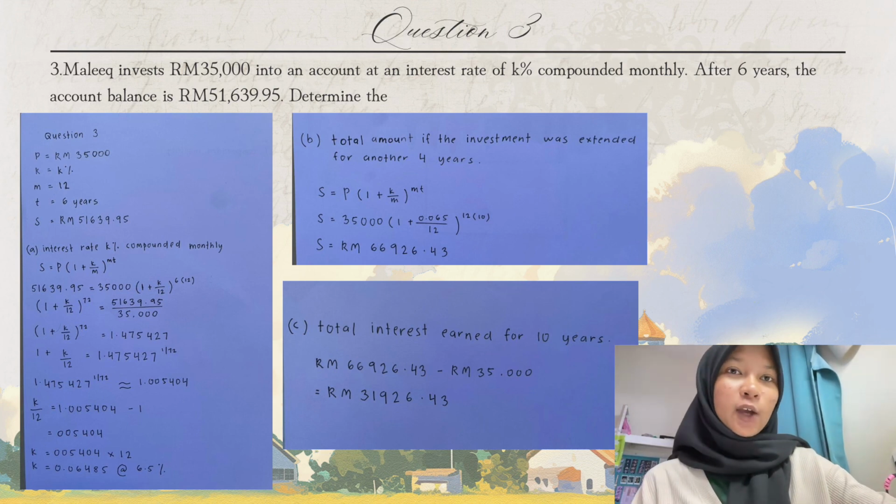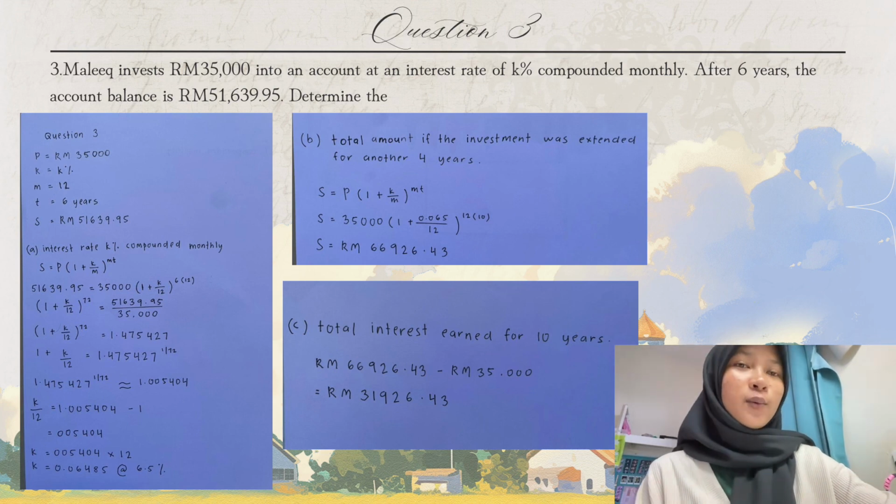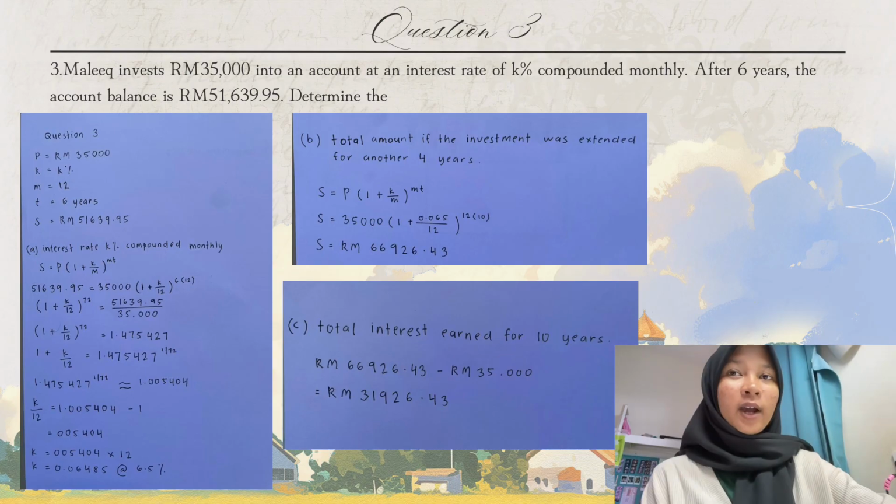So for this question, I will use the compound interest formula, which is S equal to P in bracket 1 plus K over M to the power of MT.